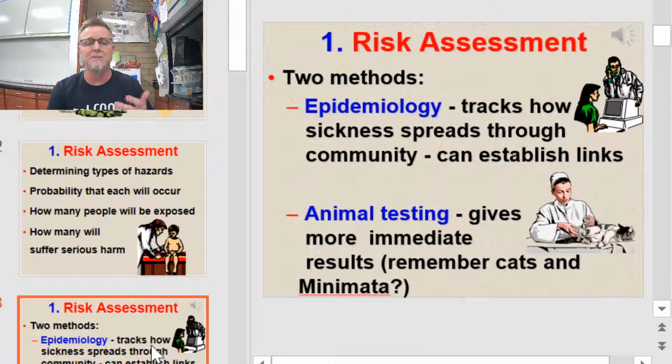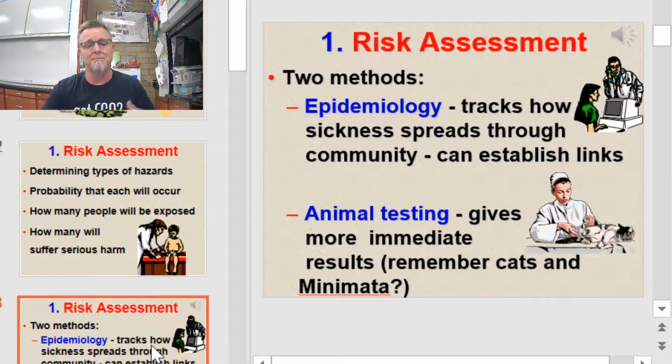The first one is called epidemiology. Epidemiology tracks how sickness can spread through a community and establish links that way. Unfortunately, the other type of risk assessment involves animal testing. Animal testing has its proponents and people that are staunchly against it. It is one way of evaluating risk.